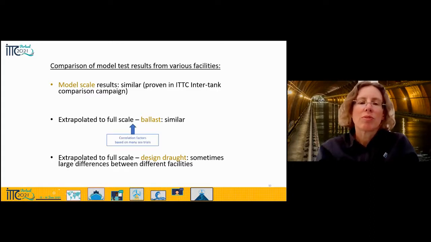At ballast draft, we have very well validated correlation factors based on many sea trials. But at the deeper drafts, there are not so many sea trials available. And this is what probably causes the large differences between the facilities.